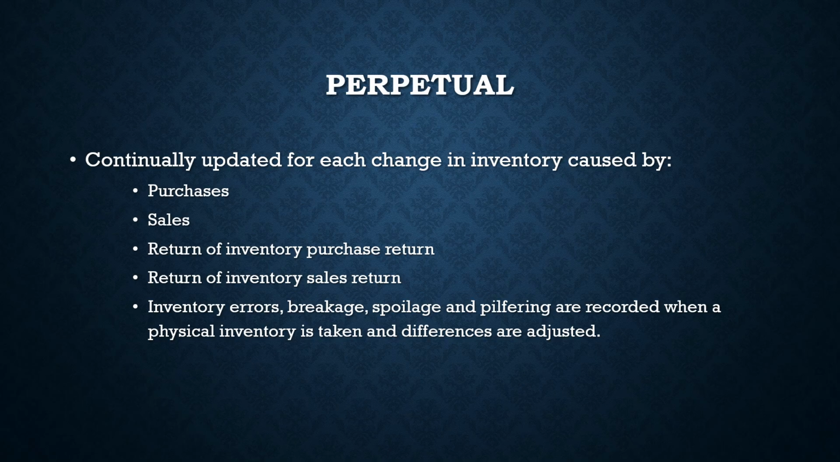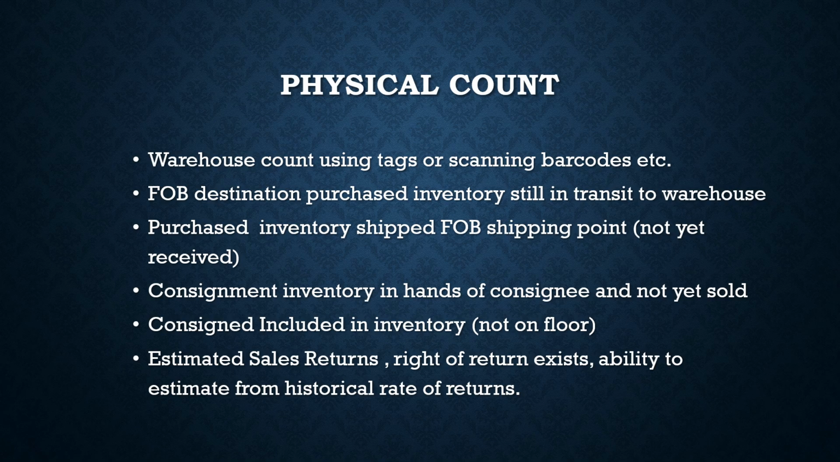A physical inventory count is still needed on the perpetual to adjust for errors, breakage, spoilage, pilfering, and they're all recorded when you take a physical inventory in the perpetual. And it's usually done at year end or at the end of the quarter. The questions regarding the physical count can be quite complicated depending on what your inventory is doing. So typically we have a warehouse count using tags and scanning barcodes and things like that.